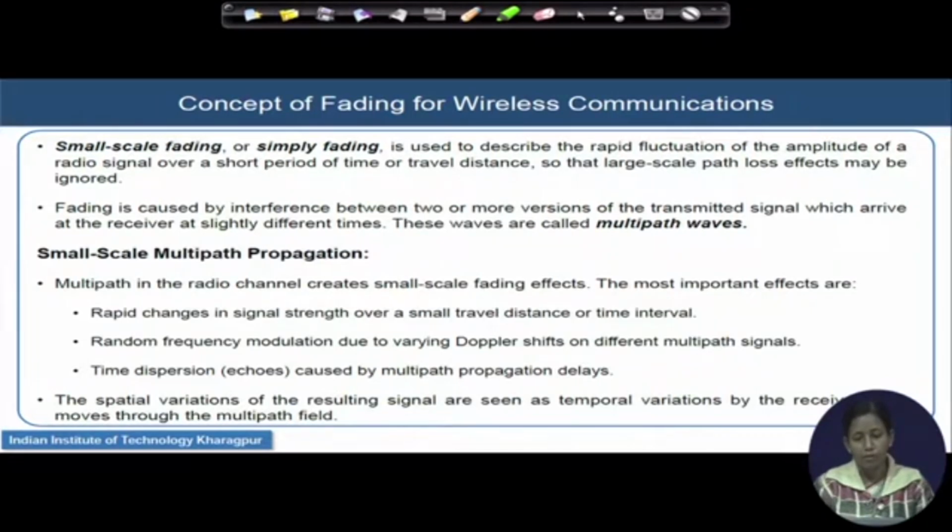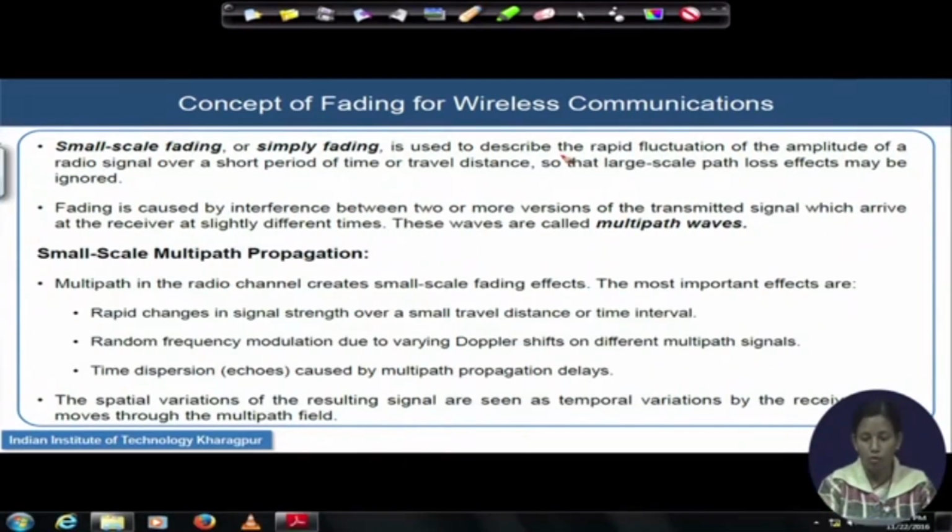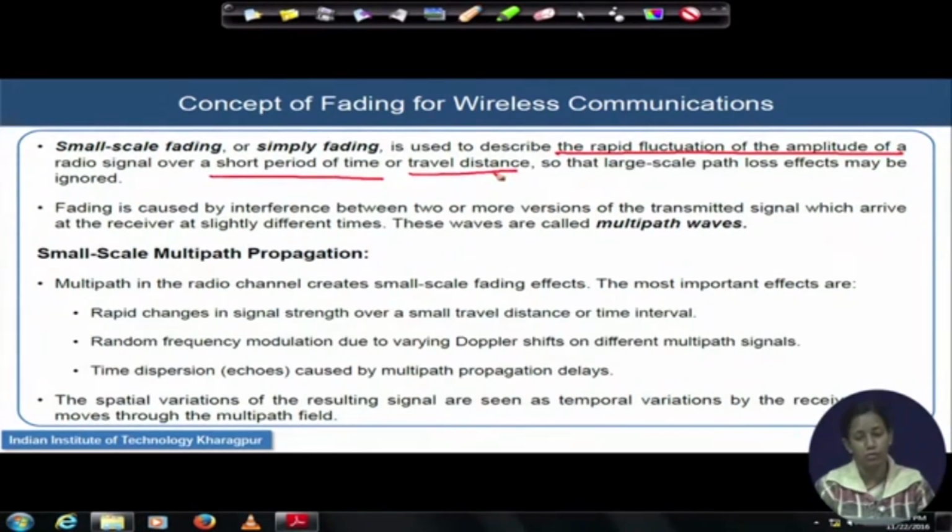As I told, small scale fading, or simply fading, is used to describe the rapid fluctuation of the amplitude of the received signal over a short period of time and also for a short travel distance. And why is fading coming up? Because there is interference between two or more versions of the same transmitted signal that arrive at the receiver at multiple instances of time.